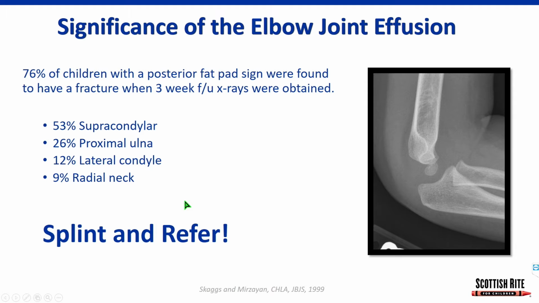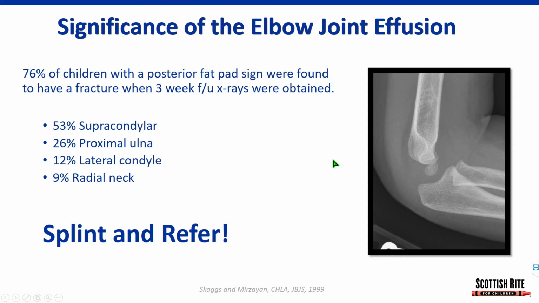So what is the significance of that elbow joint effusion? What that tells us is that there is a fracture somewhere. In 1999, Skaggs showed us this with his study that showed that 3 out of 4 of these patients that present without a visible fracture line on an elbow film with a positive joint effusion in the presence of trauma did turn out to have a fracture 3 weeks later. By and large, most of these are occult supracondylar fractures.